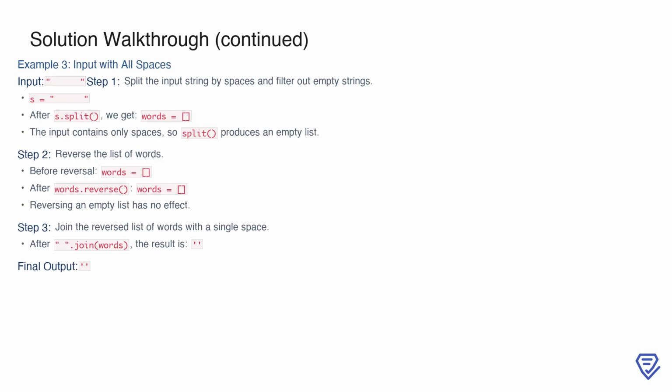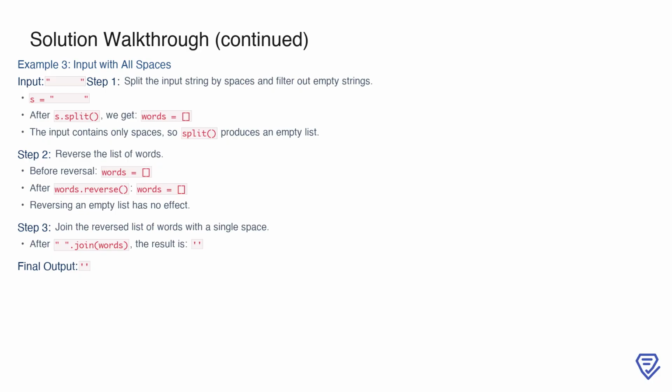In this example, the input string consists entirely of spaces. When we split the input string by spaces, the result is an empty list, since there are no actual words in the string. With an empty list of words, reversing it has no effect, so the list remains empty.